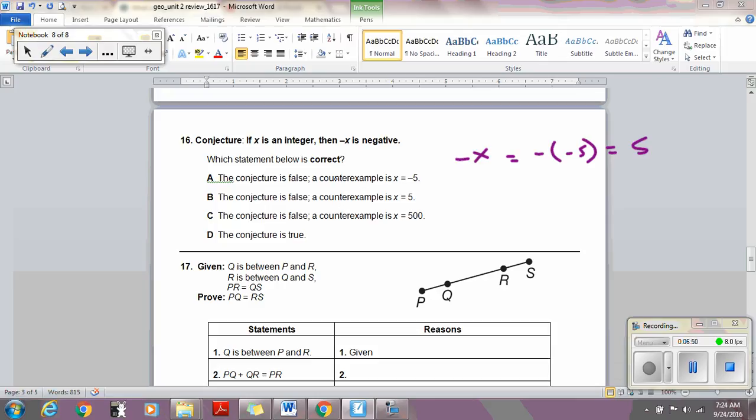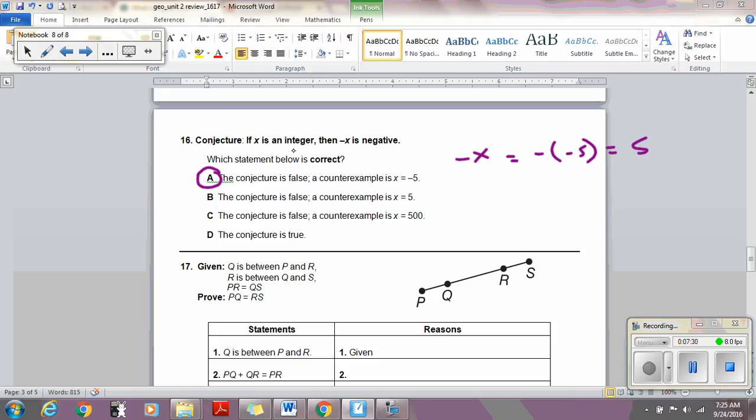So what the conjecture is saying is if x is an integer, a positive or a negative whole number, then anytime you put a positive or a negative number in place of x, you will always get a negative answer. Well, I just showed you that when you put negative 5 in place of x, you get a positive answer. So I'm going to have to say it's choice A. It's false. And my counterexample is if I put in negative 5, then I get a positive answer.